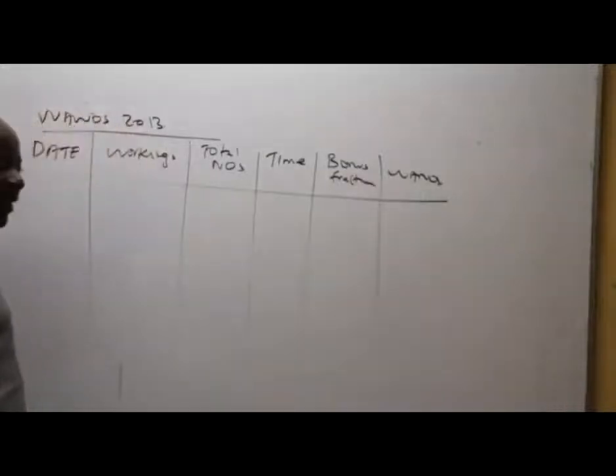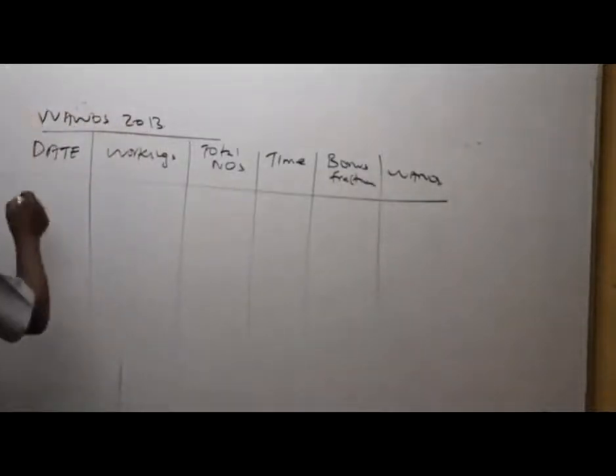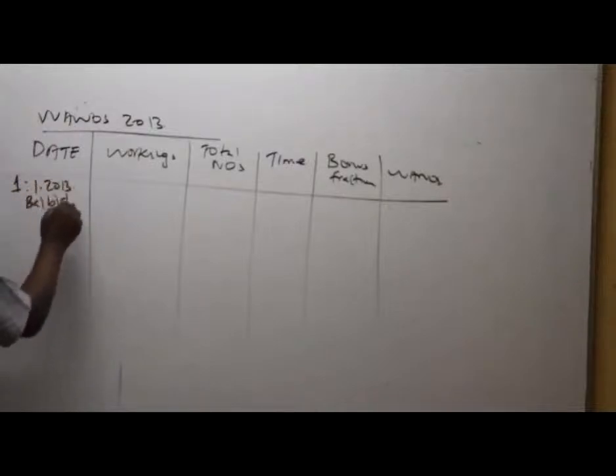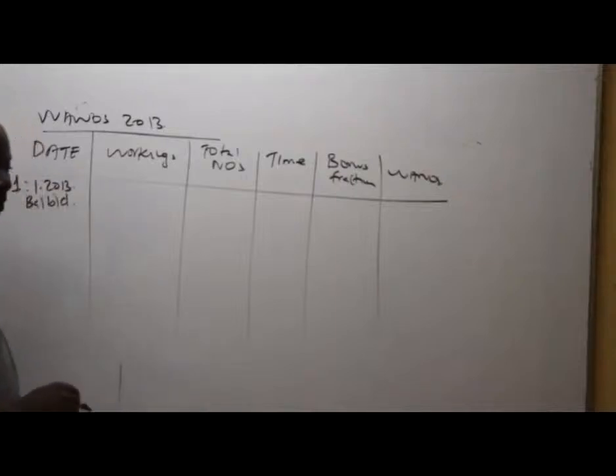Uzuri ni ile mwaka ambayo inaisha December. Kwa hivyo najua hapa beginning, lazima niseme 1st of January 2013, balance brought down. Ilikuwa shares ngapi in total?